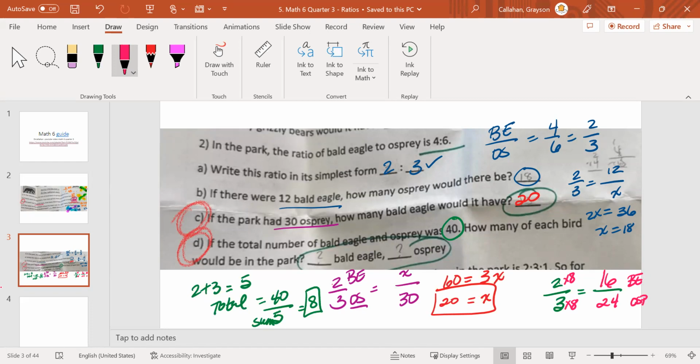This is osprey. Okay. Now look, is 16 plus 24, does that equal 40? Yeah. So that's your answer. 16 bald eagle, 24 osprey. Do you see that? You just take it and add it together.